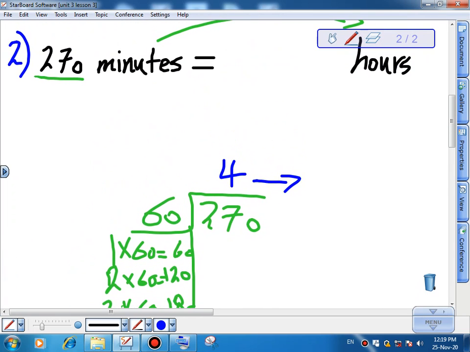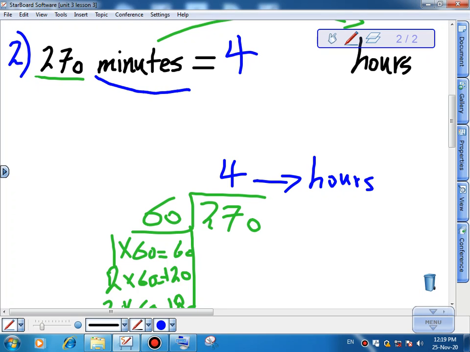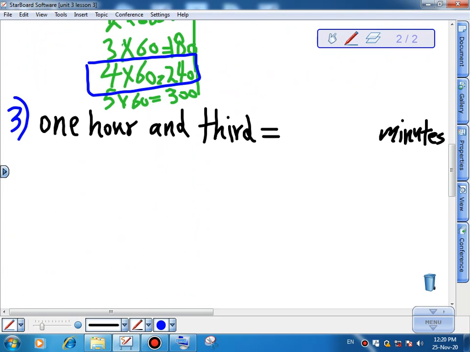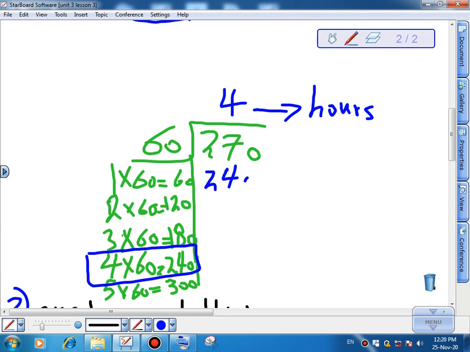The greatest units here, hours or minutes? Hours. It will be 4 hours in the whole part. Again, the quotient will be the greatest units, not minutes, it's hours. So we put hours, which is 4 in the whole part. Okay? Next, we put 240 and subtract. As we learned in long division, it will be 30. 30 here is the smallest units, it will be minutes. It will be 4 hours and 30 minutes.